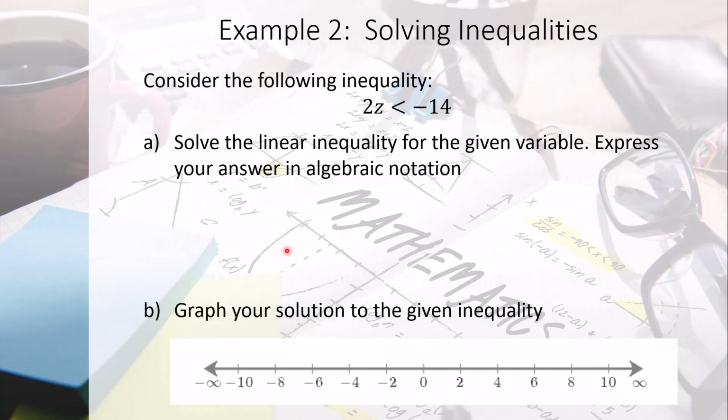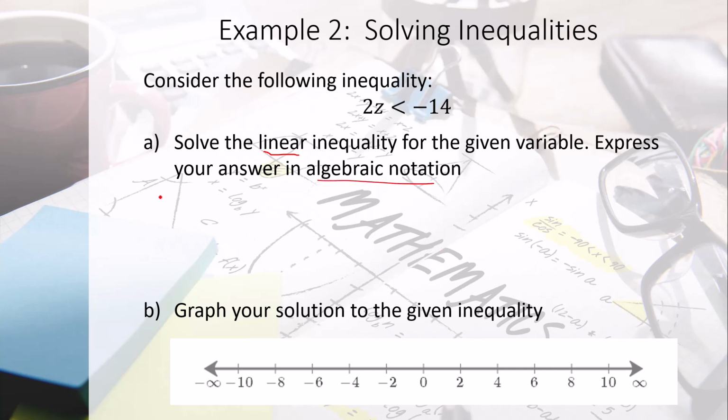And let's see if we can bring a few of these things home with some examples. Okay, so here is our first example. Here we want to solve the inequality 2z is strictly less than 14. Okay, so we want to solve that linear inequality, and we want to express our answer in algebraic notation.